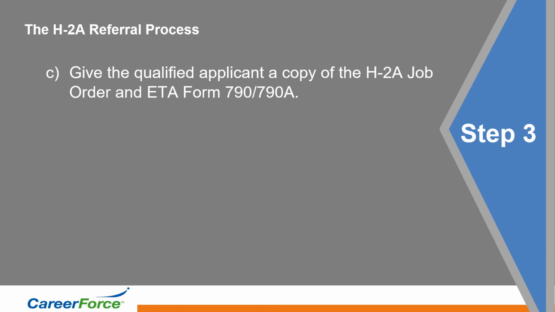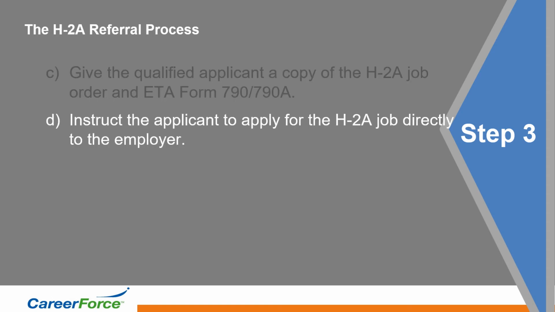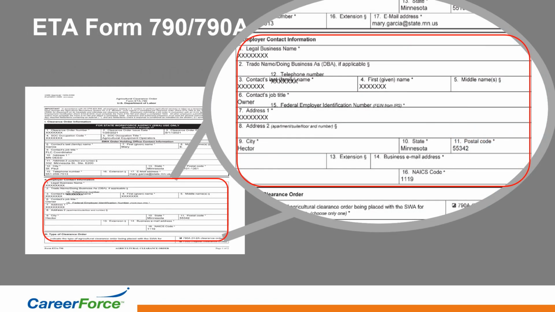C. Give the qualified applicant a copy of the H-2A job order and the ETA form 790-790A. D. Instruct the applicant to apply for the H-2A job directly to the employer. On the screen is an ETA form 790-790A highlighting the employer contact information.